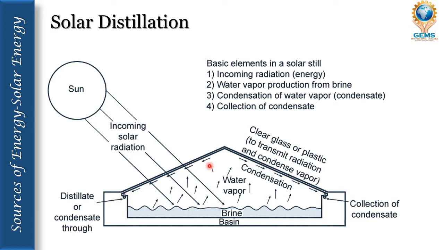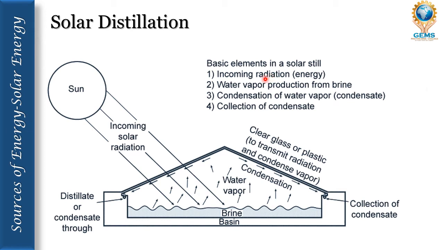This is the glass, clear glass or plastic, to transmit radiation from the sun, and the inside is used to condense the vapor. This is the basin, and inside it is brine water, or brackish water, or salt water, which we fill in, and on the two sides we have the distillate or condensate trough, so that the condensed water gets collected outside.